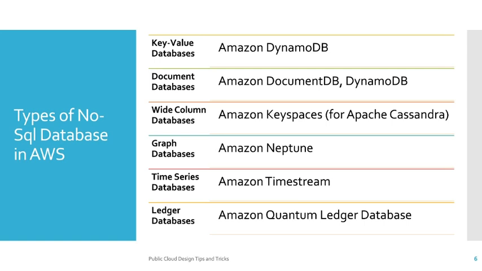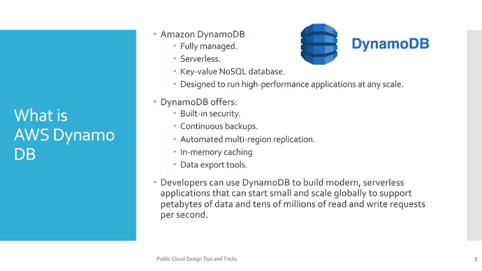If you are looking for a time series database type, then in that case you can use Amazon Timestream. And if you are looking for a ledger database, where for each change you want to update the data in the ledger database, then you can use Amazon Quantum Ledger Database. So these are all different NoSQL databases which have been provided by Amazon Web Services. So let's try to focus on DynamoDB.